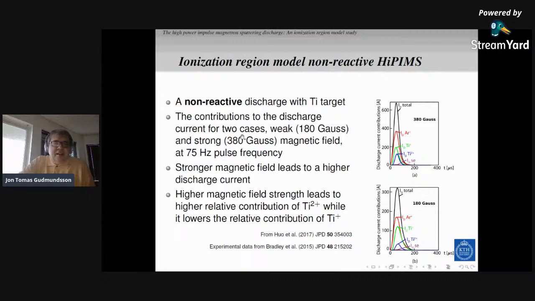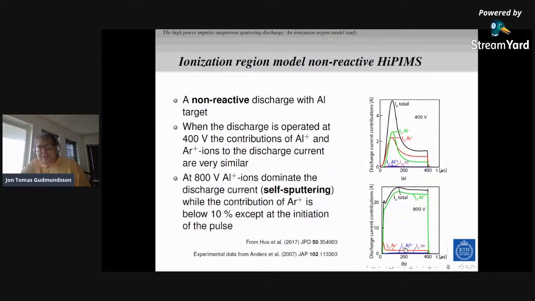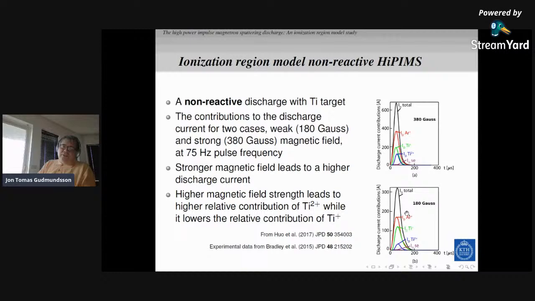So here are more results. This is for titanium, and here we have two different discharges. We have varied the magnetic field strength. In this case, we see argon plus is almost half the current, and then we have titanium plus, and now we see a significant fraction of titanium 2 plus. If we go back to the aluminum, we see that there is almost no aluminum 2 plus. It's almost entirely aluminum plus. So there is some difference here, and this has to do with the second ionization potential of aluminum being higher than that for argon, so there is not much creation of aluminum 2 plus.